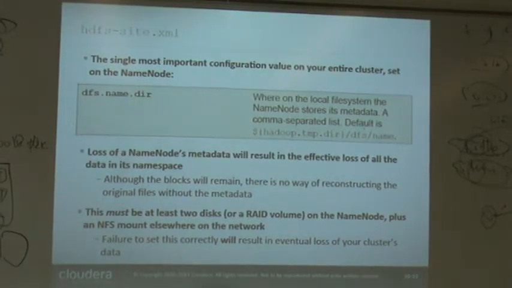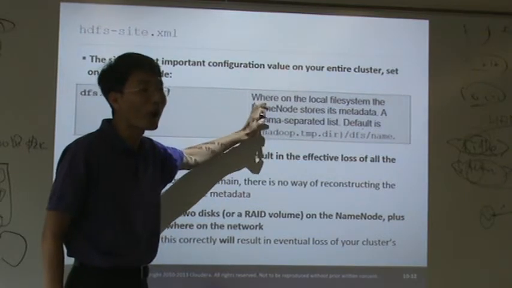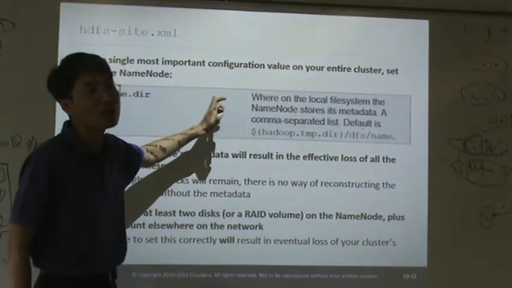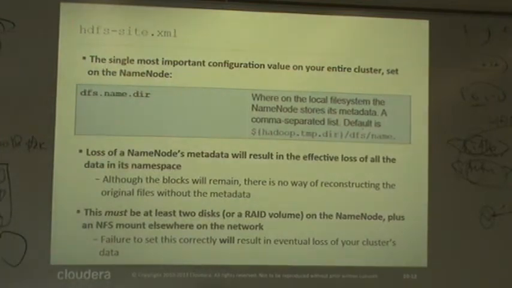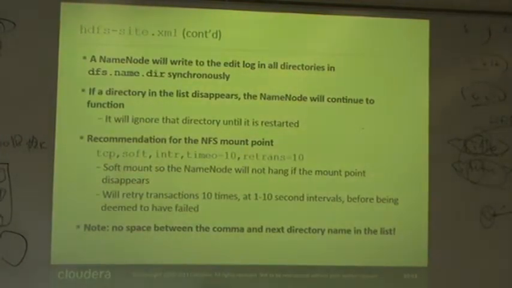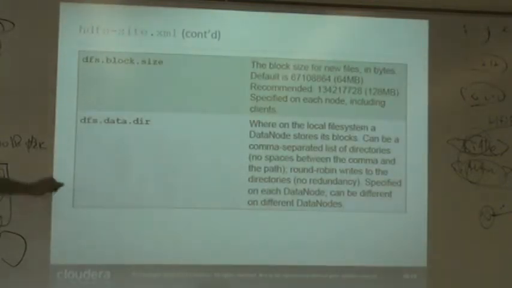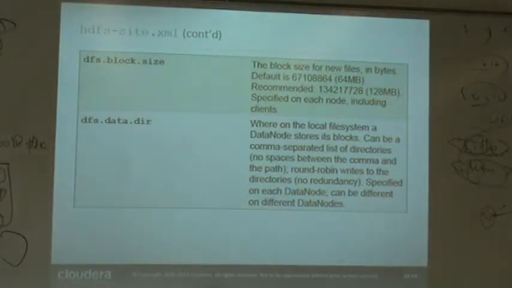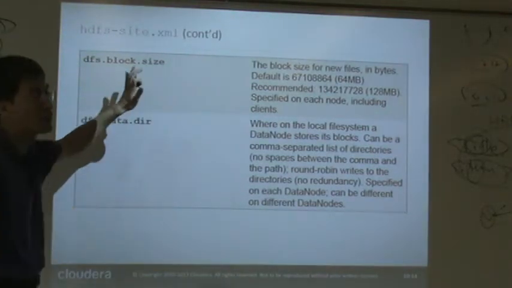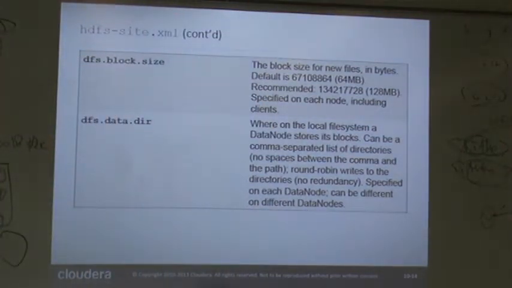dfs.name.dir is the local file system on the name node where the metadata is stored. You can have multiple locations, comma separated. And the block size, 64 megabytes or 128 megabytes, you can set up over here. You should have the same block size throughout the cluster.